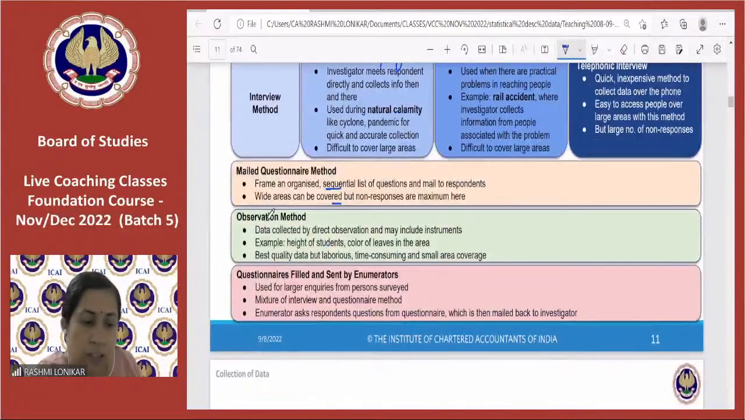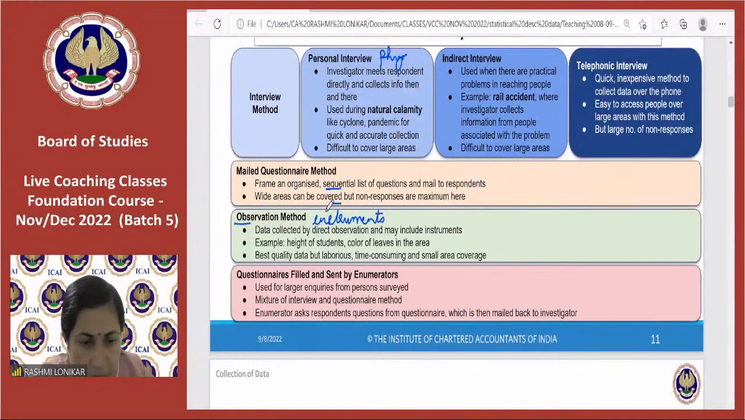Then next is the observation method. In this I may use instruments. Like when I'm collecting information about the height of students, I make each student stand, and I measure his or her height. So that is the observation method.